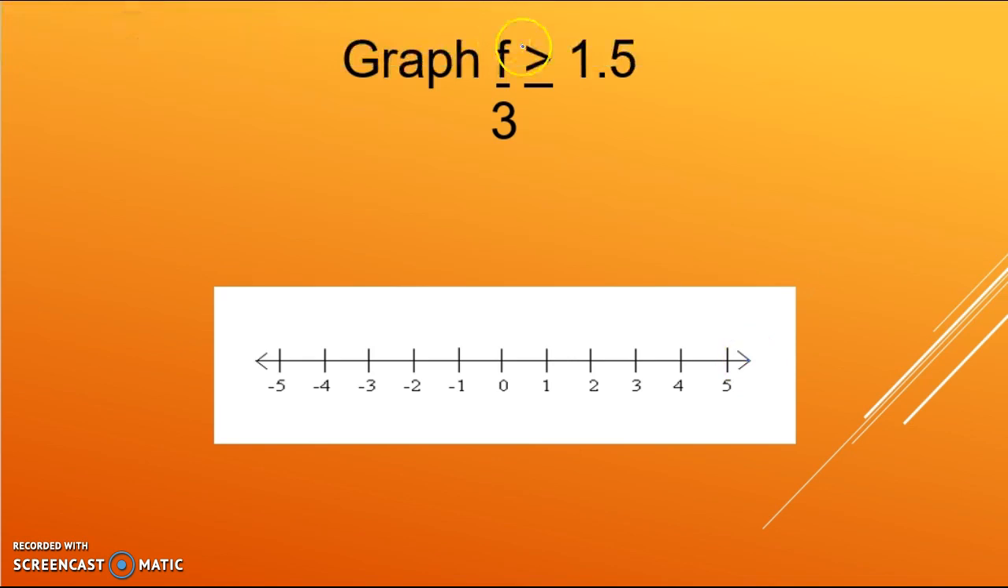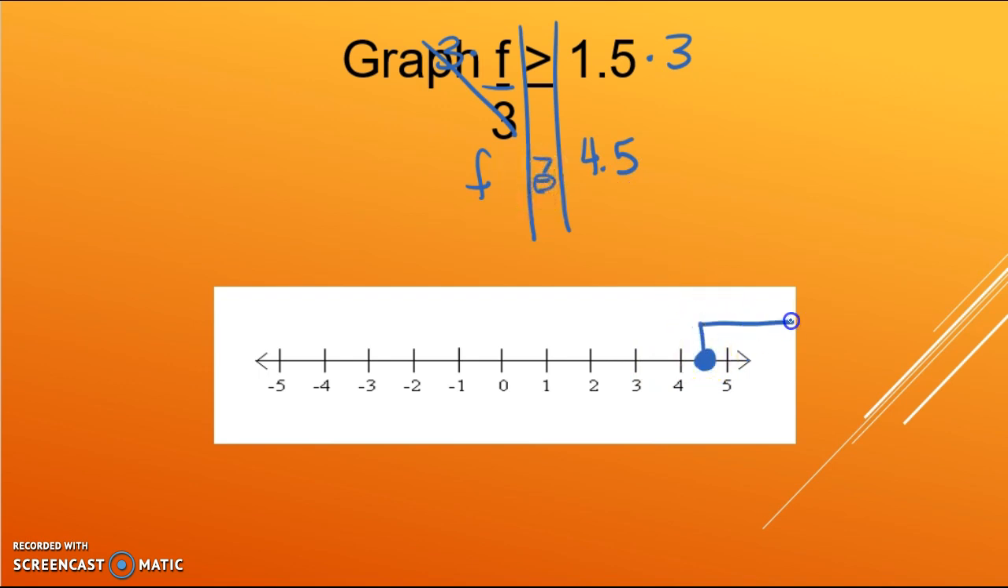All right. For this one, to get the fraction out of there, we need to multiply by 3 here and here. So now you have f is greater than or equal to 1.5 times 3, which would be, let's see, 1.5 times 3, it's going to be 4.5. I'm going to go ahead and use this graph down here. 4.5 is right about here, and it is a closed dot since I have my little or equals to sign, and I'm going to go to the right.